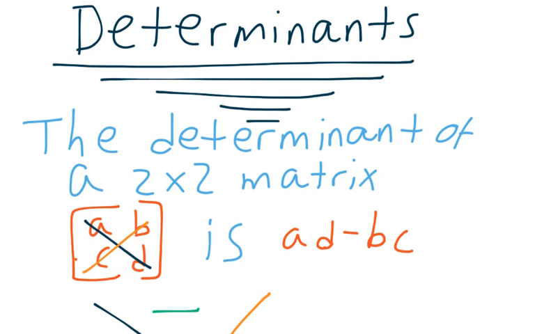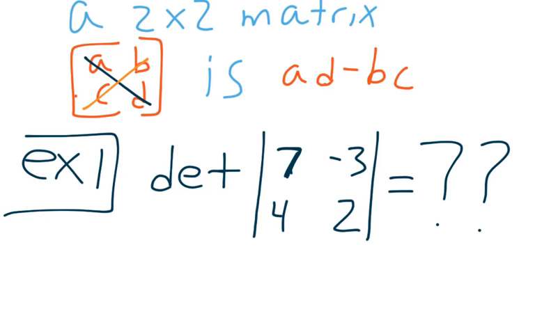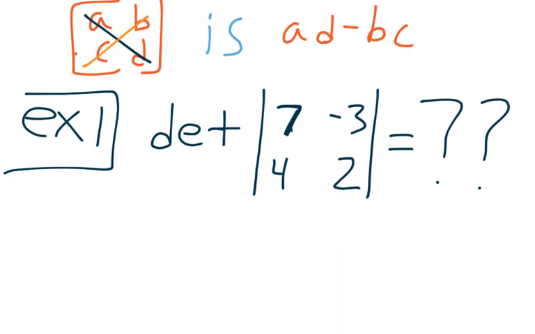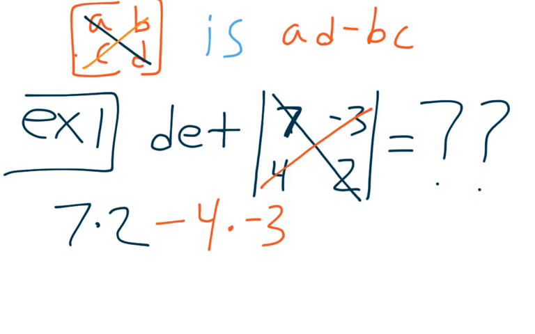Okay, so let's see an example of this. So first example. Here's my matrix. I want to find the determinant of that matrix. So DET, this is short for determinant. So when you see this, think determinant. Okay, so same thing, right? AD minus BC. So I'm going to take this right there, so 7 times 2, and then minus BC, so minus these terms. So minus 4 times negative 3. Ends up being 14 minus negative 12. So it's 14 plus 12, right?